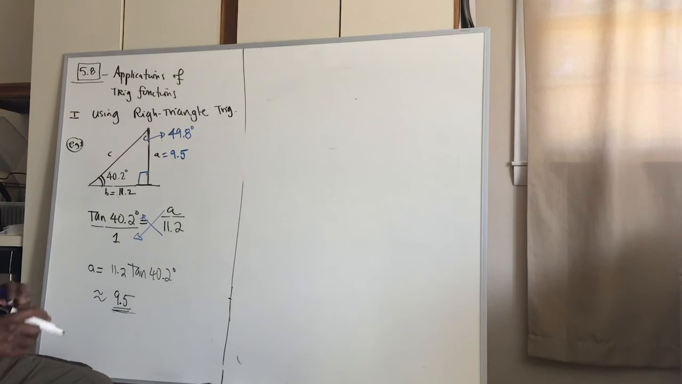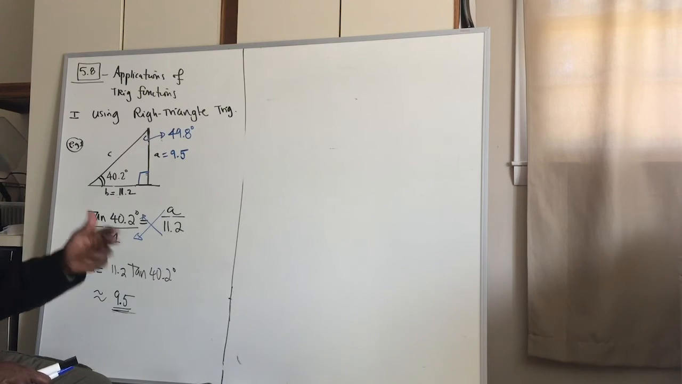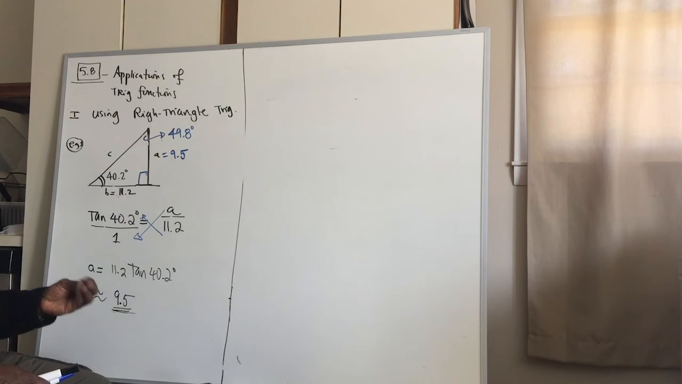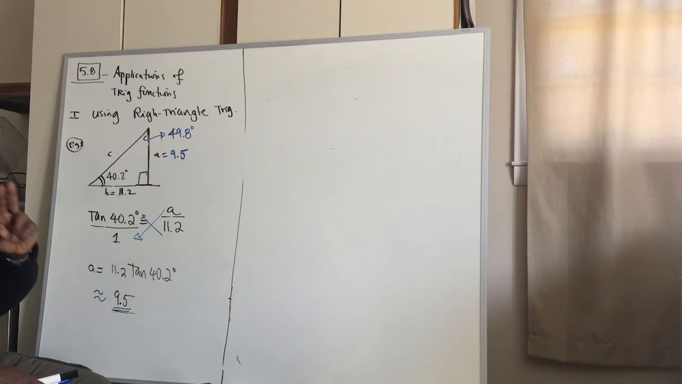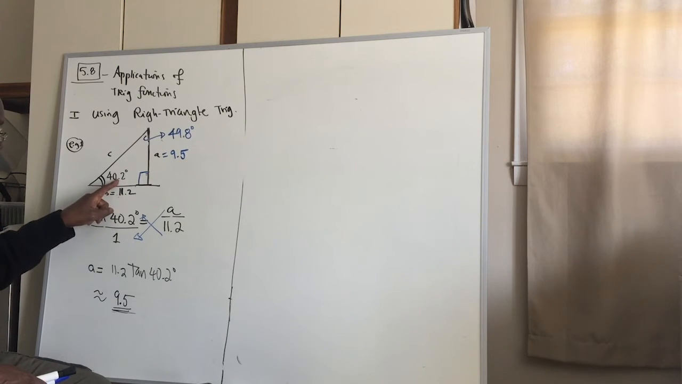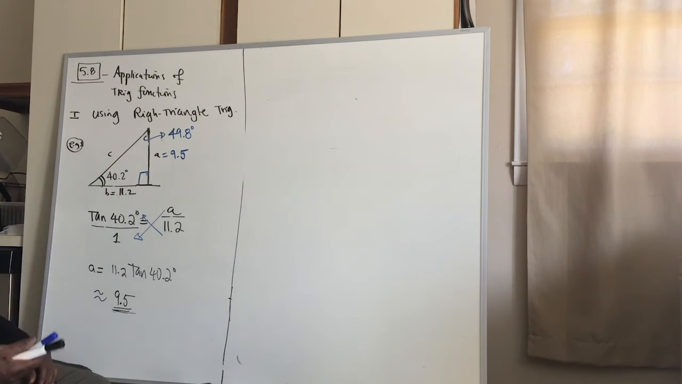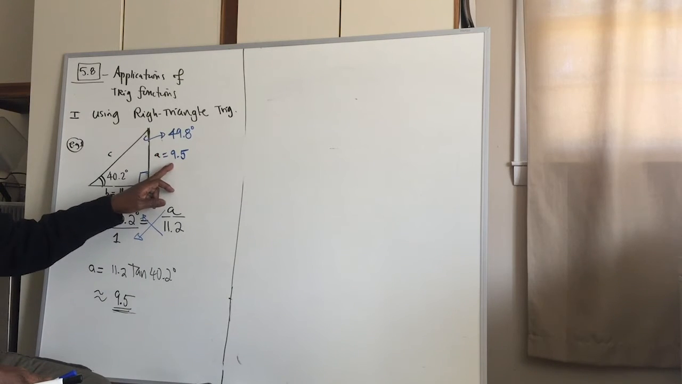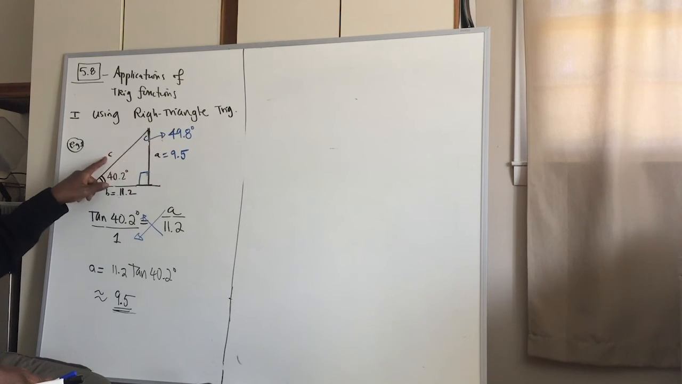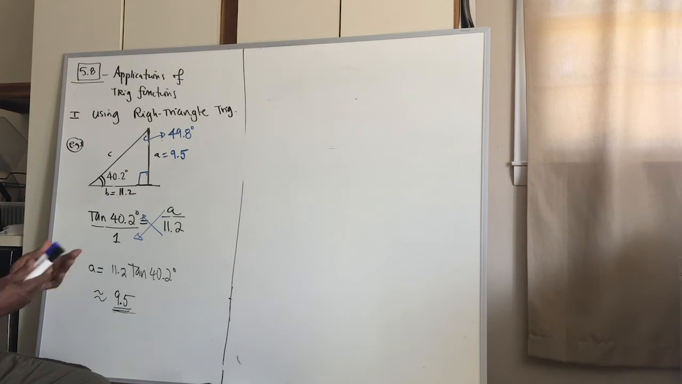To get C, we have many options. One of them is the Pythagorean formula: C squared is A squared plus B squared. Second option, use this side, the angle, and that side, cosine. The other option is use this side, that angle, and that side, sine. Well, we use one of them.